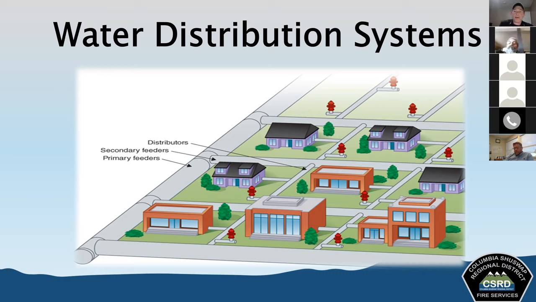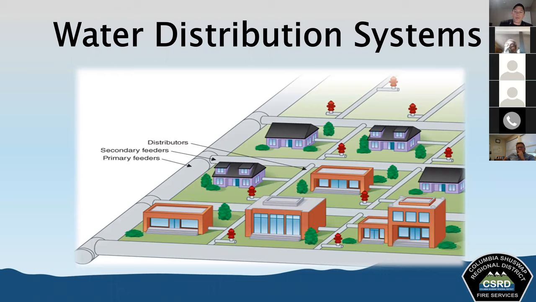The final type of main we have is the distributors. These are the smaller water mains, typically 6 to 8 inches. And these are going to serve individual fire hydrants, commercial, and residential consumers. Typically they also are made in such a way to create a grid. So again, they try to make them into a grid pattern. At times these distributors may end in a dead end, where there might be a hydrant at the end and the pipe will stop right there.